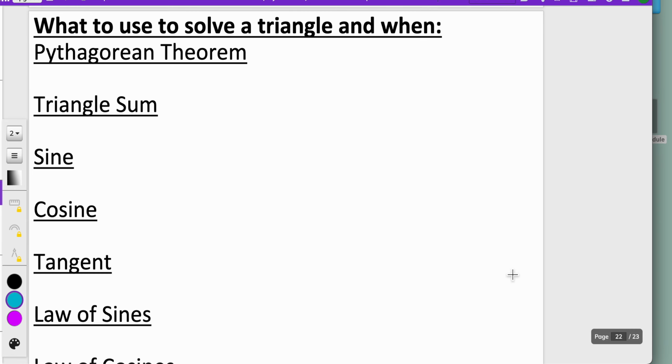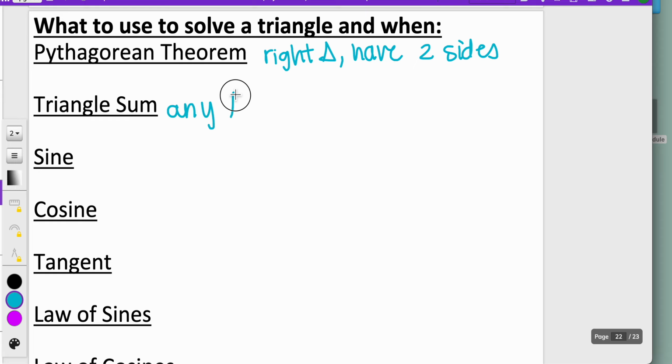So what to use to solve a triangle and when. We're going to use the Pythagorean theorem when we have a right triangle and you have two sides. The triangle sum theorem can be any triangle, and you have to have two angles. So that's like angle A plus angle B is equal to angle C, or angle A plus B plus C should be equal to 180 degrees.